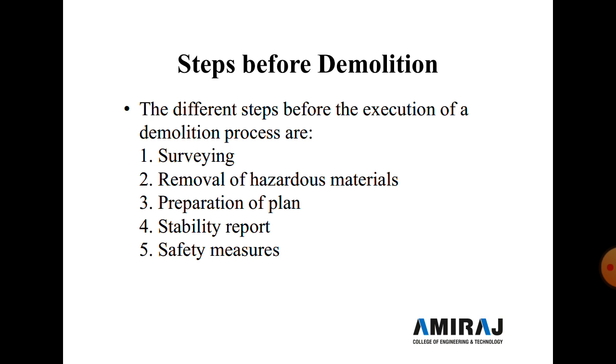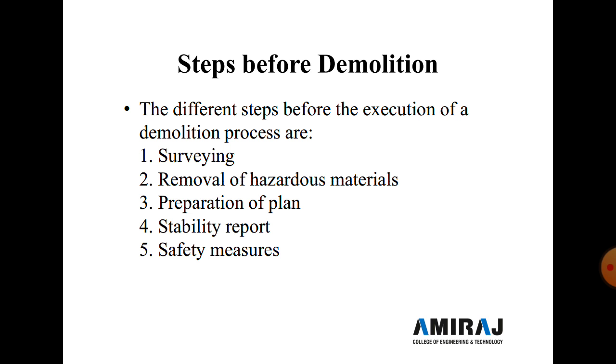So there are different steps before the execution of the demolition process. Here the main 5 steps are compulsory for execution of the demolition process. First is a survey, second is removal of hazardous material, third is preparation of plan, fourth is a stability report, and fifth is a safety measure. One by one we discuss them.